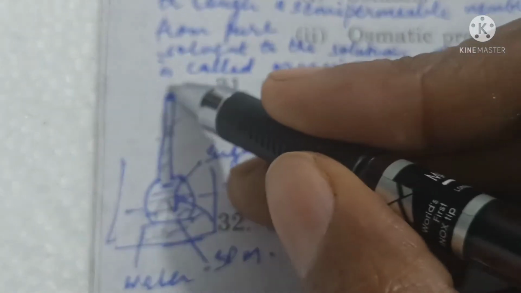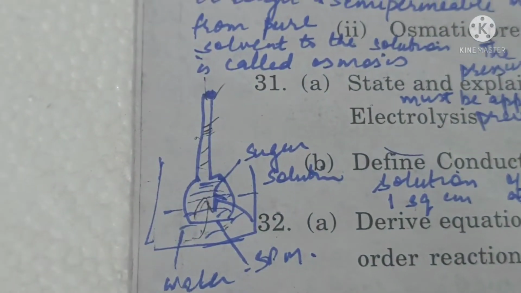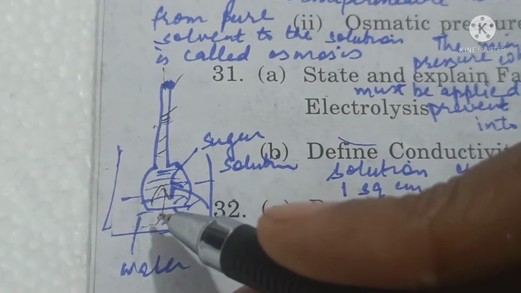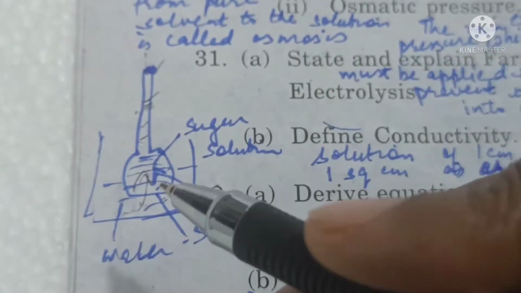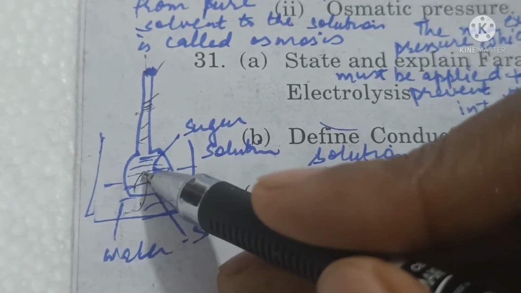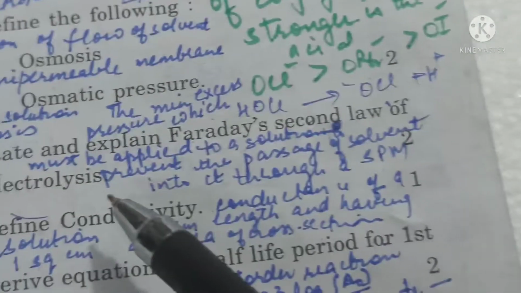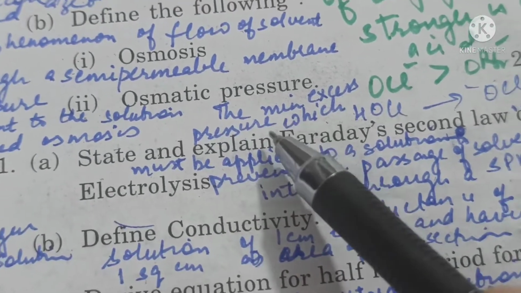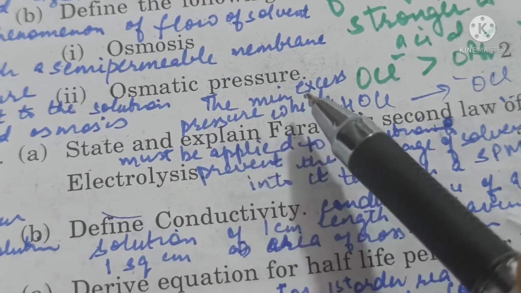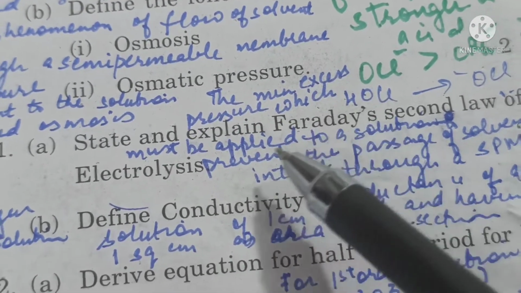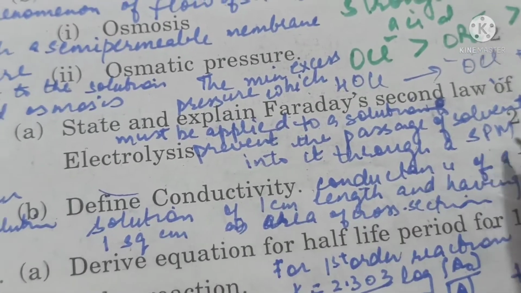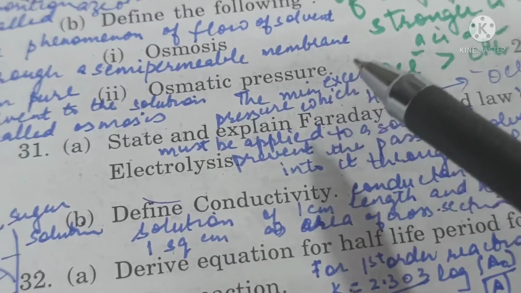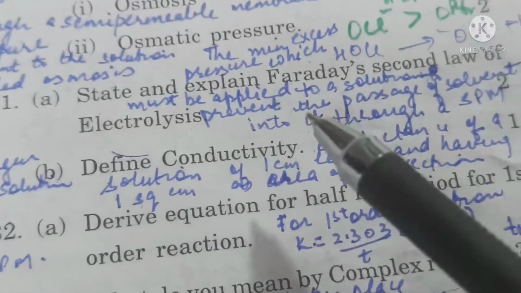Now if we put a weight over here, increase the pressure over here so that we do not allow the water to move inside, then the pressure that we have applied to prevent the entry of solvent into the solution will be called osmotic pressure. So the minimum excess pressure which must be applied to a solution to prevent the passage of solvent into it through a semi-permeable membrane is called osmotic pressure.